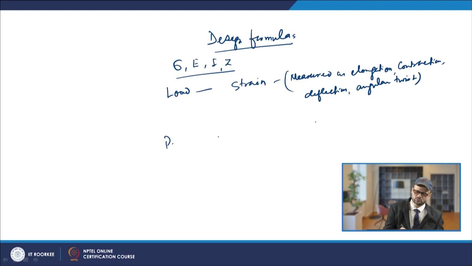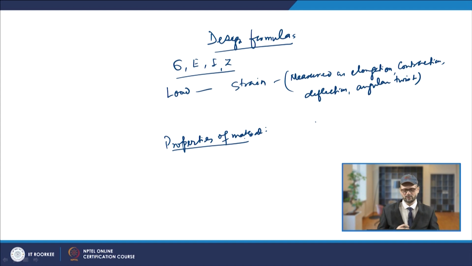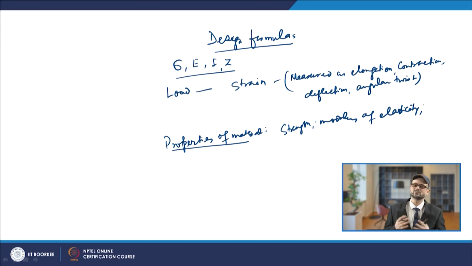Then the properties of the material which you normally are thinking of, or on which you are focusing, will be like strength or modulus of elasticity. That is what we have earlier seen also. Then you have radius of gyration. So that also is one of the properties. That will basically determine the load carrying capability of the material.